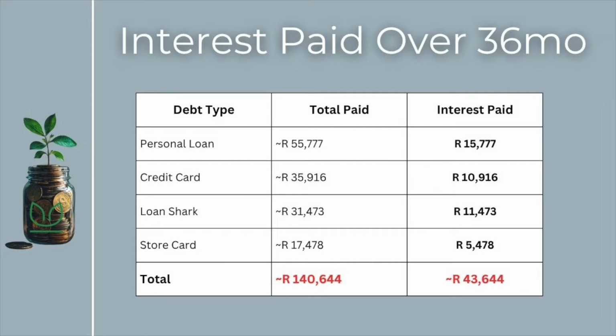When you look at the debt type, for each we have indicated how much you pay in those 36 months and how much interest you are paying on each over the 36 months. And if you look at the total, you have a total of more than 140,000 rands that are paid within the period of 36 months for all those 4 debts. And the interest that is being paid over the period of 36 months is actually 43,644 rands or Namibian dollars. So it is quite a big chunk of money that is going to interest.